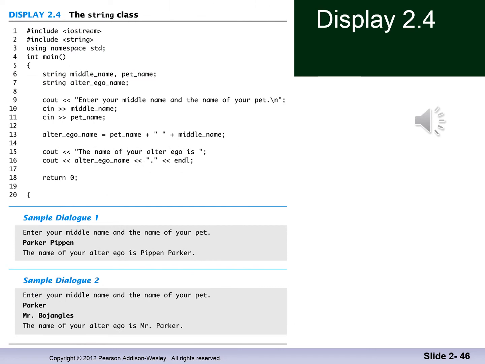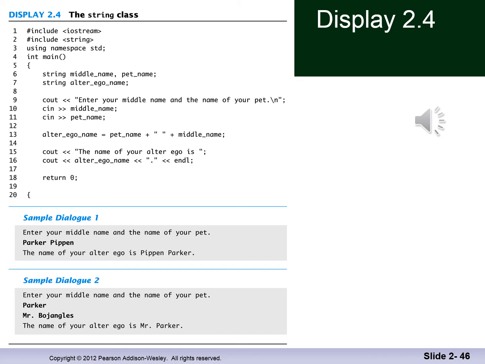This is program 2.4, and it demonstrates how to use strings. Notice it has the include directive for the string class library. We go right into the main program and declare 3 strings: middle name, pet name, and alter ego name. Not sure why we wouldn't have declared all three of those on one line, but that works.